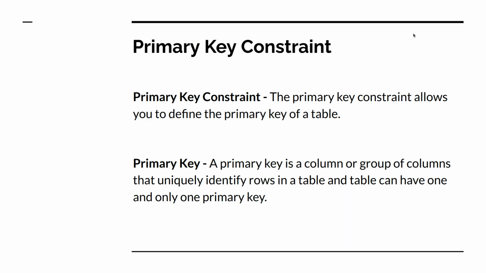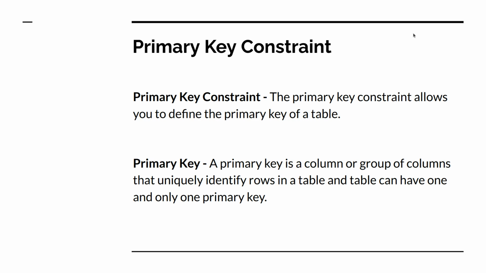The primary key constraint allows you to define the primary key of a table. Next, you need to know what a primary key is. A primary key is a column or group of columns. Why a group of columns? Sometimes a single column is not capable enough of defining a row uniquely. In that case, you need to form your primary key using multiple columns.